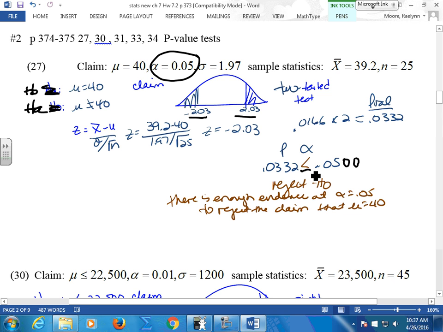You're always testing the null statement. We're assuming that it should be true, and we're testing it. From there, we follow your chart. Your claim is your H0. You reject H0. You have to say, there is not enough evidence at a level of significance of 0.05 to reject the claim, and then all they gave us was this.